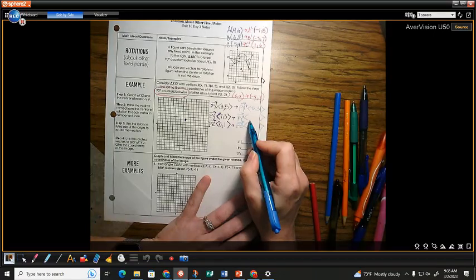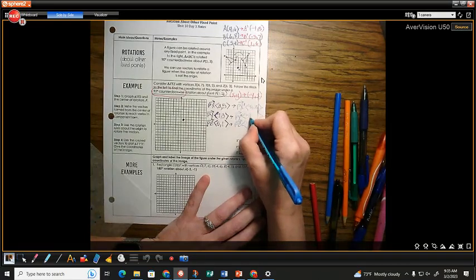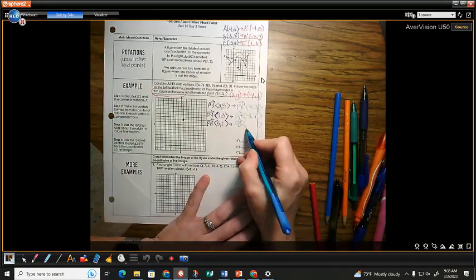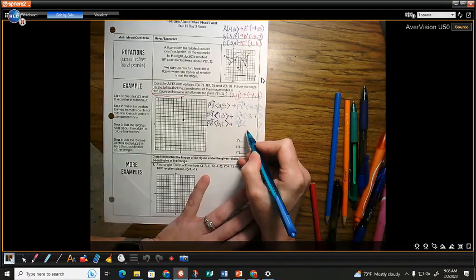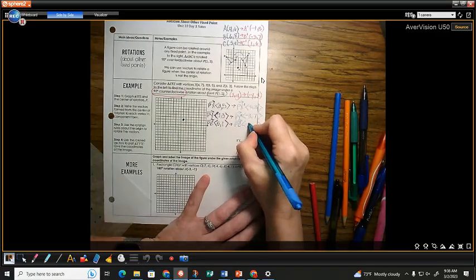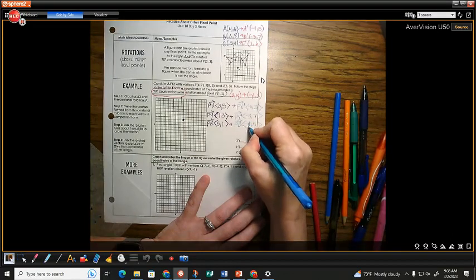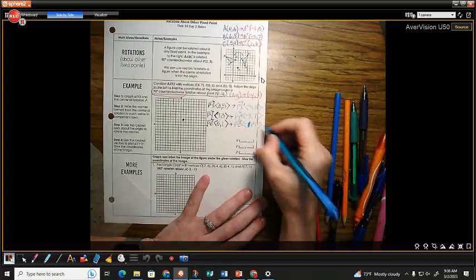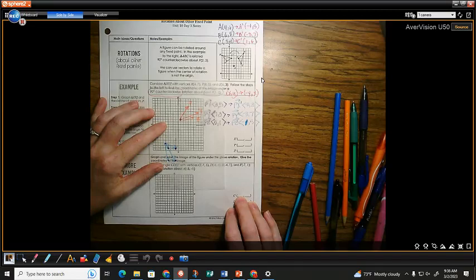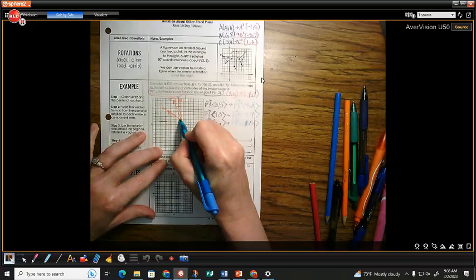PY prime? Sorry? Negative 3, 7. Thank you. So left 3 up 7. And PZ prime? I need a new victim. Yes. Negative 1, 5? Okay. So my vectors were going this way, and now they're going this way.